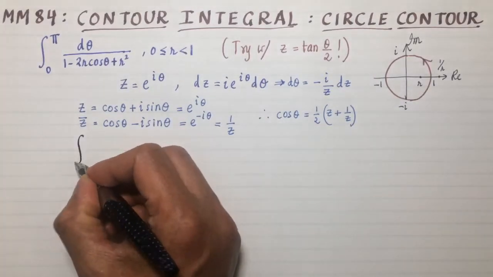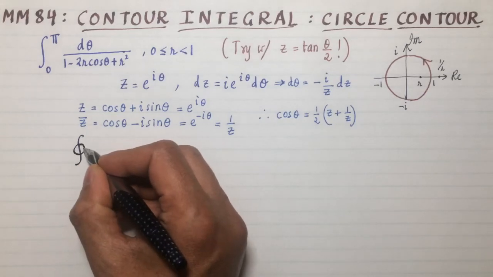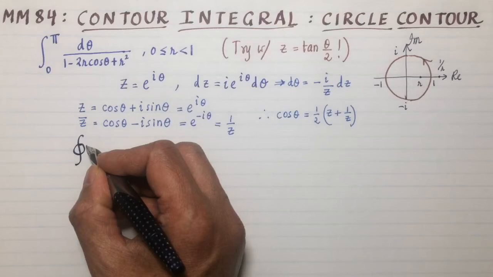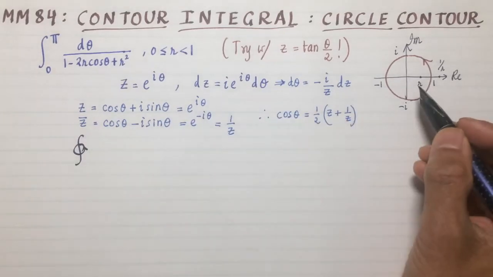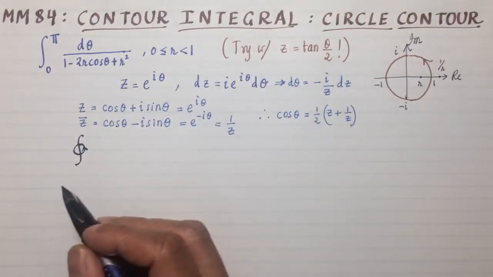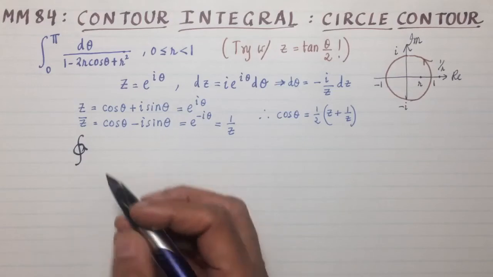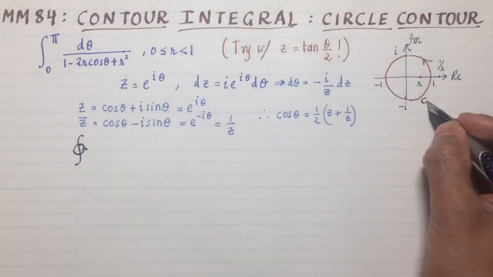Now what I'll do is I'll focus on integrating over the entire circle, even though the original integral only goes from 0 to pi. I'll tell you how to fix the answer at the end. Let's go over the entire circle, which I'll call C.